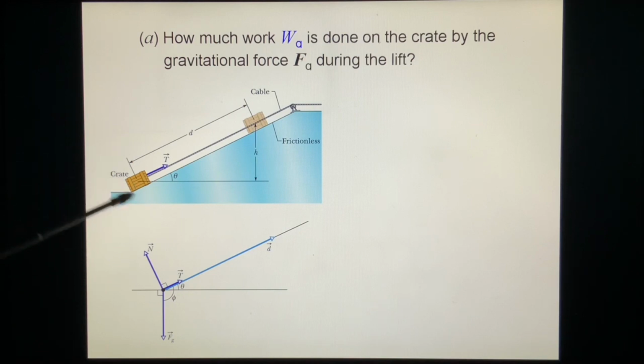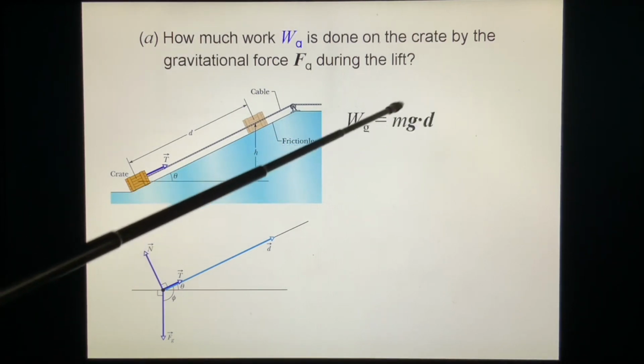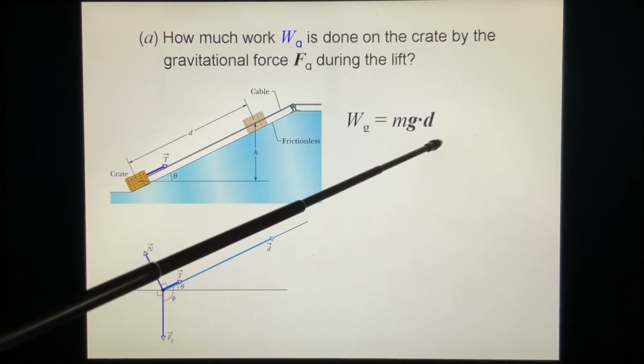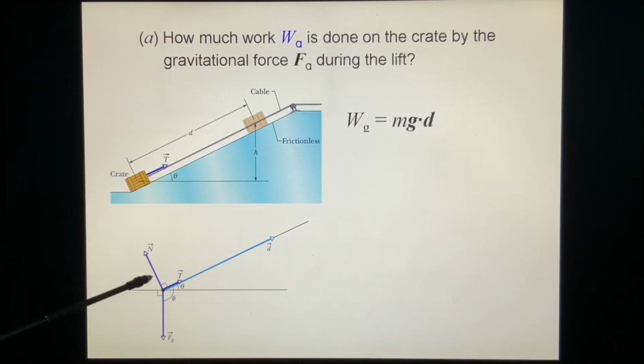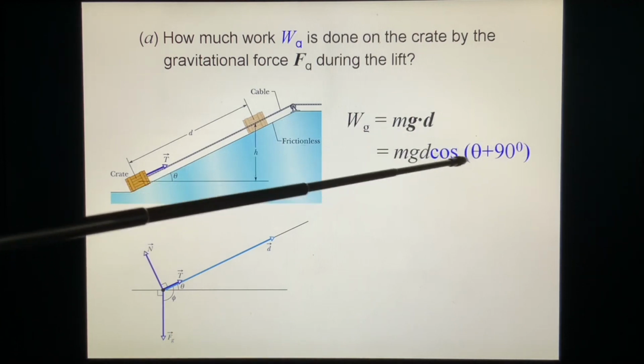Three forces act on this crate: the pulling force T, the normal force N, and the gravitational force F_g. What is the work done W_G? By definition, it is the gravitational force mg dot the displacement d. In this case, d is up the ramp and the gravitational force is down, so the angle between them is phi equals 90 degrees plus theta. So this is mgd cosine of theta plus 90, which is equal to minus sine.